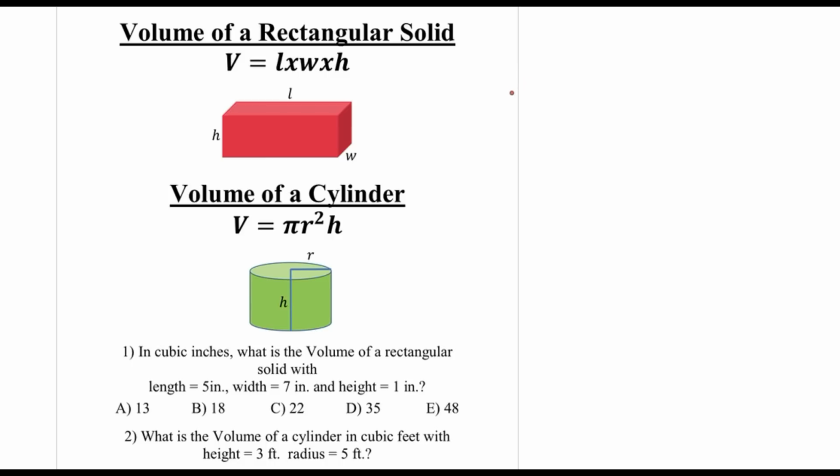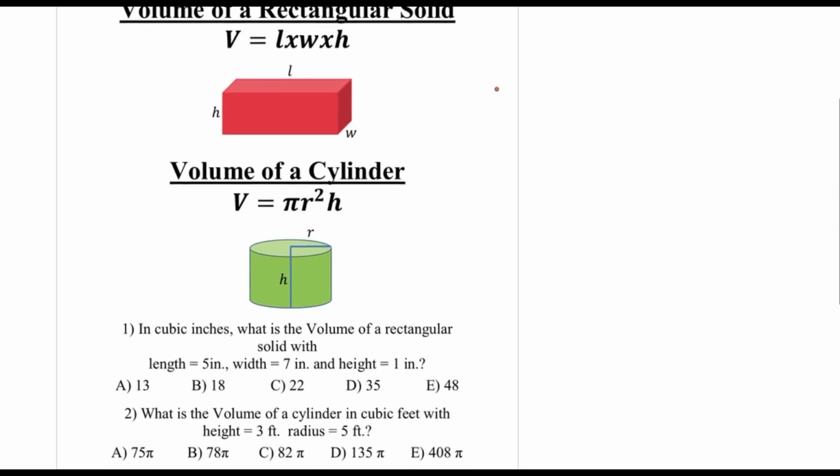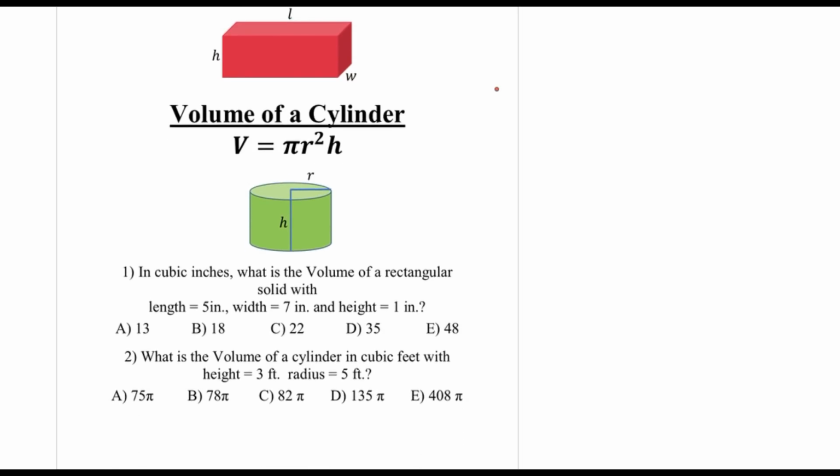Number 1, in cubic inches, what is the volume of a rectangular solid with length equals 5 inches, width equals 7 inches, and height equal to 1 inch? Well, the formula is length times width times height, so simply multiply the numbers together. 5 times 7 times 1, which equals 35. That's in cubic inches, and the answer is D.